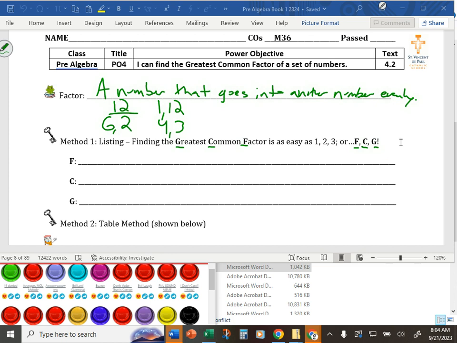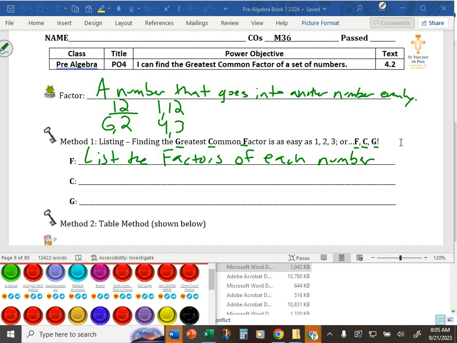F stands for factors. I should say list, not find. It's the listing method here. List the factors of each number, just like we listed the factors for 12 there. Okay? You should write this down. What does the middle one say? List the factors of each number. Sorry, I will try and improve my handwriting. List the factors of each number.